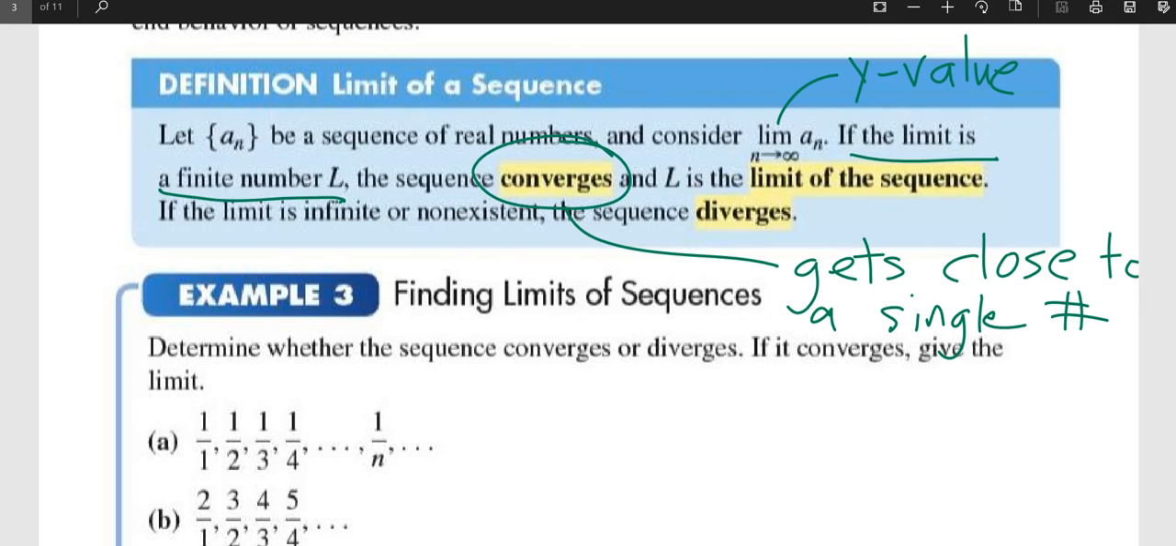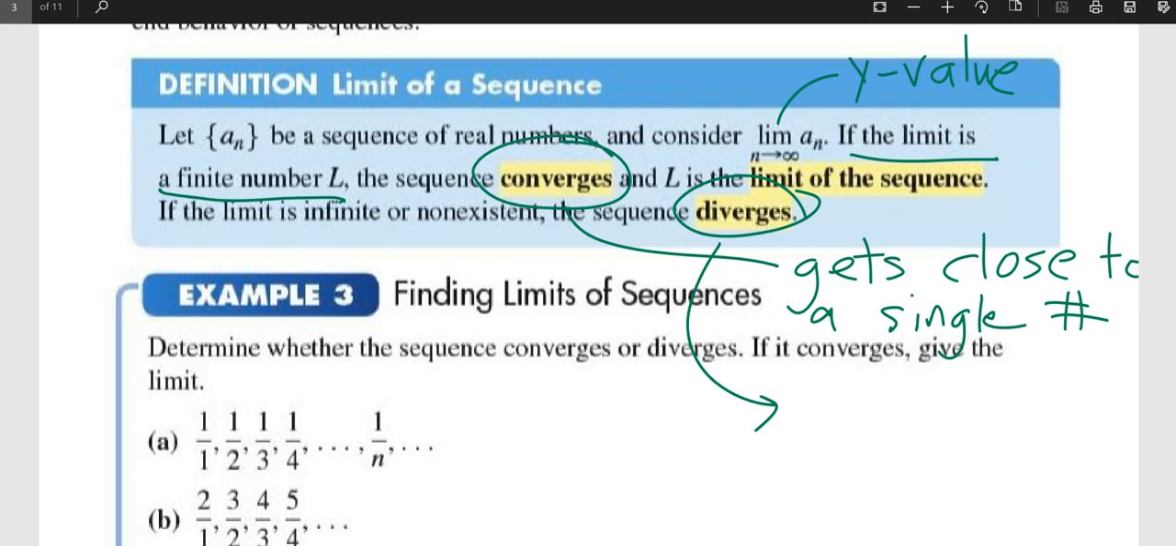As opposed to not getting close to a single number. Now, there's a couple different ways that can happen. You could bounce back and forth between a 1 and a negative 1, and a 1 and a negative 1, and so on. I've seen sequences like that, and I've also seen sequences that click closer and closer to positive infinity. If those things happen, then it diverges, okay?